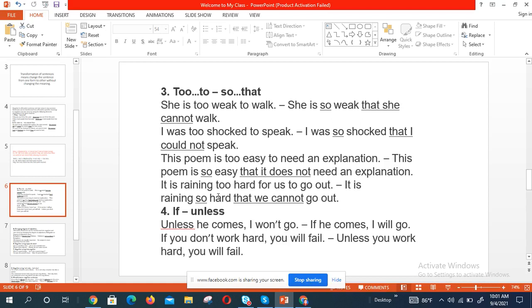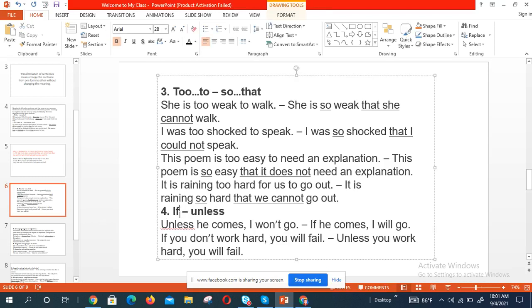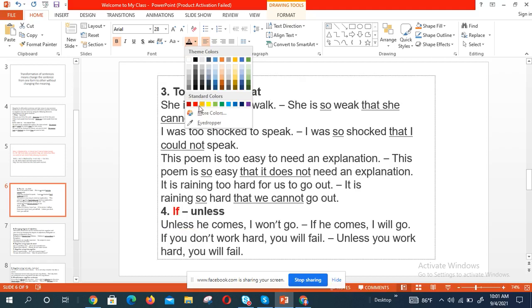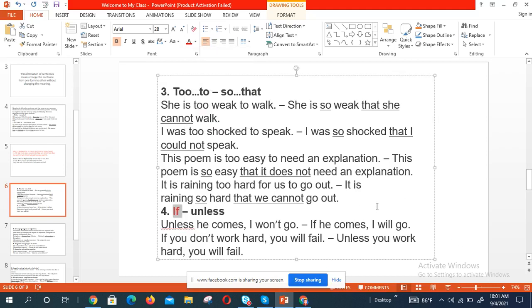If you get if in your sentence, if is the affirmative form. If you want to make it negative, you have to use unless.